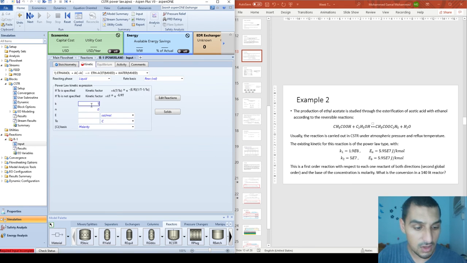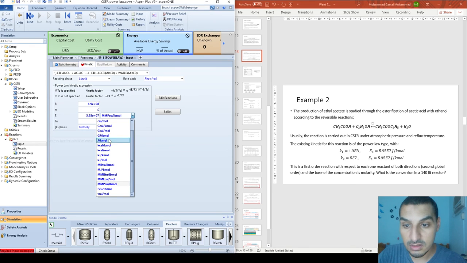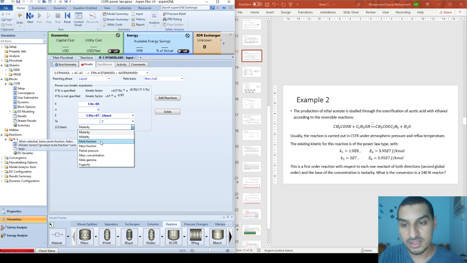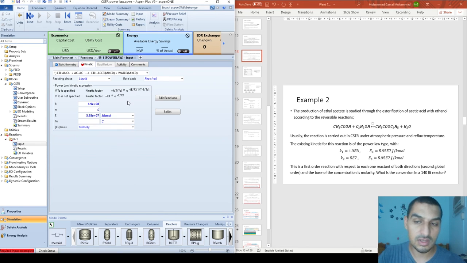So the K is 1.9 multiplied by 10 power 8. The activation energy is 5.95 E7. But again, the critical part here is the unit, so it has to be joule per kilomole. It's important to pick the right units, because it's gonna make a lot of error if you choose a different unit. And here it says that the base of the concentration is molarity, so you can use molarity or molality or mole fraction, mass fraction, partial pressure, whatever. I'm gonna go for molarity because this is how the kinetics are based on.